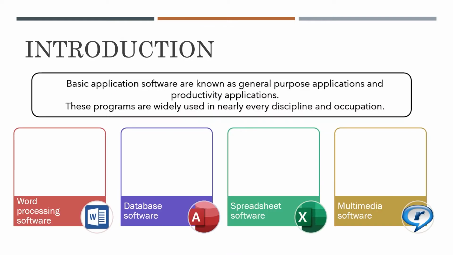Basic application software are known as general purpose applications and productivity applications. These programs are widely used in nearly every discipline and occupation. There are four types of general purpose application, which are word processing software, database software, spreadsheet software, and multimedia software.